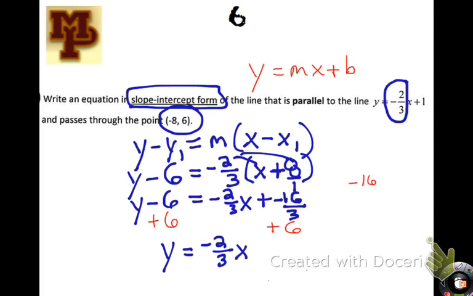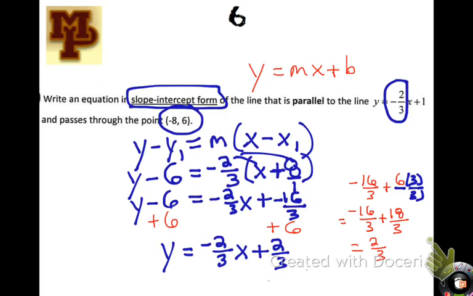So this is going to be negative 16/3 plus 6. Now we need to have a common denominator, so it's a great idea to multiply by 3 over 3. That's how you can get the same denominator. So it's going to be negative 16/3 plus 18 over 3, because you multiply those together. And this equals 2/3 because now they have a common denominator. Then we can take that answer over here and say plus 2/3. So that's our answer there.